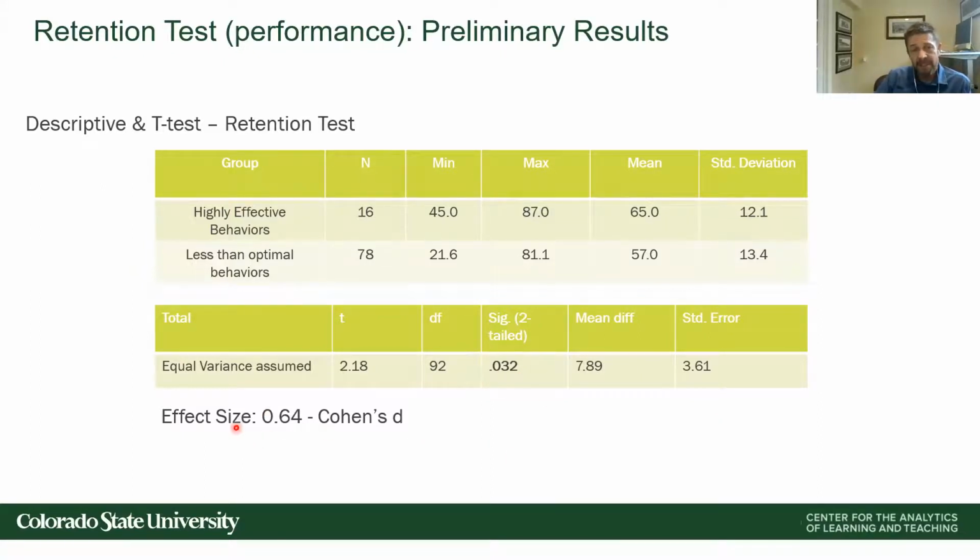And the Cohen's effect size is about 0.64, which is good, I think, because it's about what we would expect, given what we know about these two different behaviors and their impact on retention of information. So that's in line with essentially what we know from the research when it comes to effect on retention tests. So that is encouraging. We have more to do.